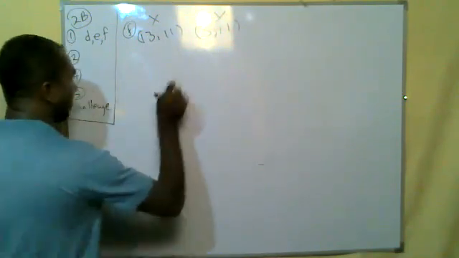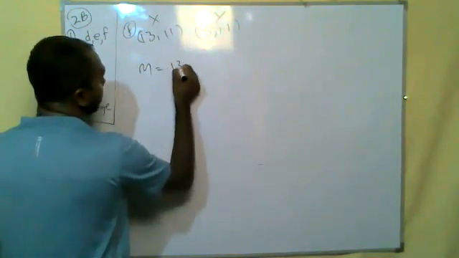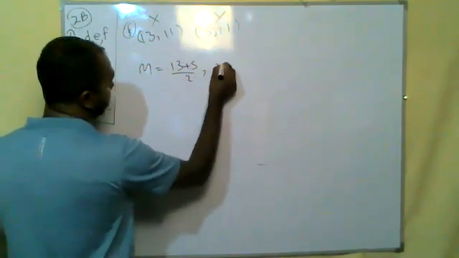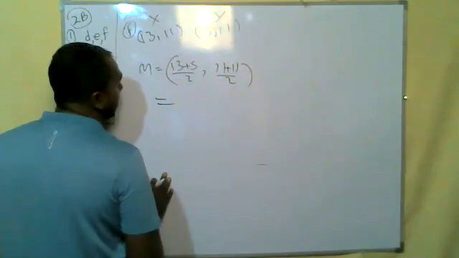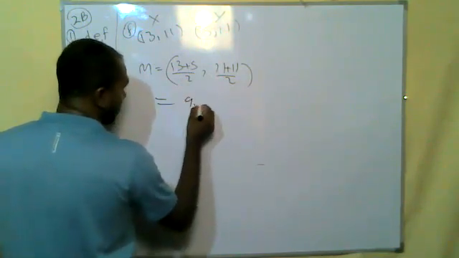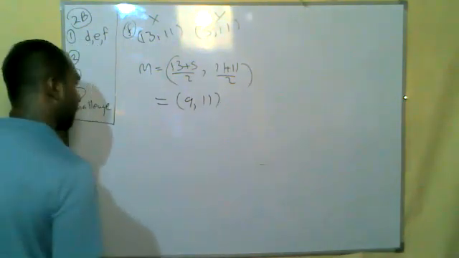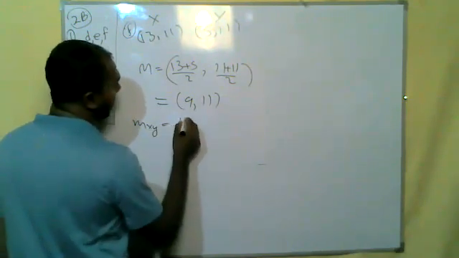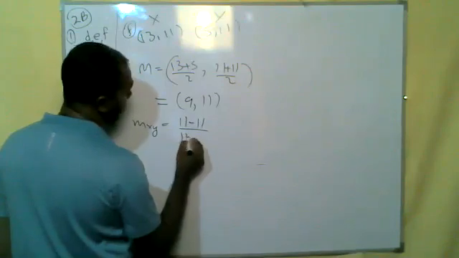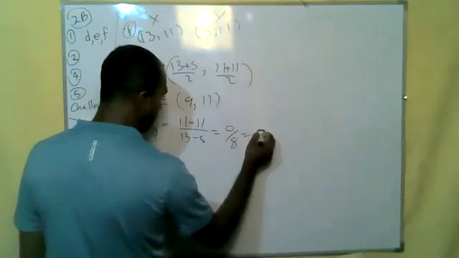You must get those senses. Okay, never mind. If you continue the traditional method, we will come to some situation, no? So what is the midpoint? 13 plus 5 divided by 2, 11 plus 11 divided by 2. We have 18 divided by 2, 9, again 11, 9 comma 11. So what is the gradient of XY? What is the gradient? 11 minus 11 divided by 13 minus 5. So it is going to be 0 over 8, which is equal to 0.